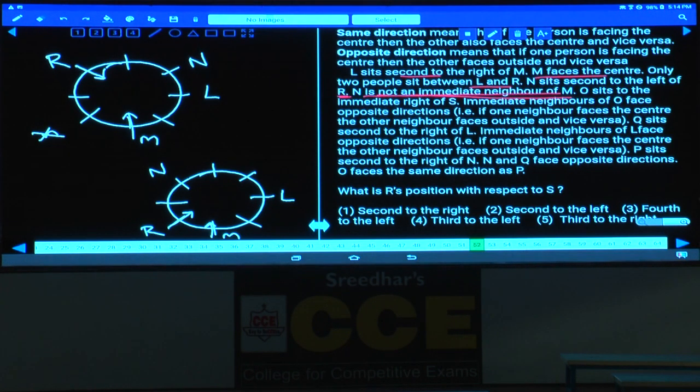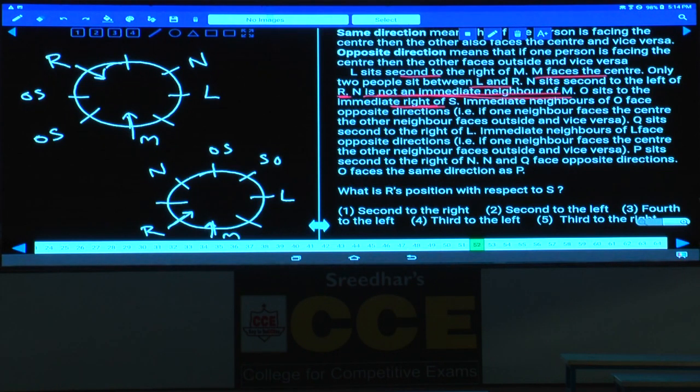O sits to the immediate right of S. O and S are adjacent to each other. As O and S are adjacent to each other, what are the possibilities here? ORS or ORS, because these are the only two adjacent vacant places. Now in this case, ORS or ORS will be here, isn't it? O and S are adjacent to each other. O sits to the immediate right of S.